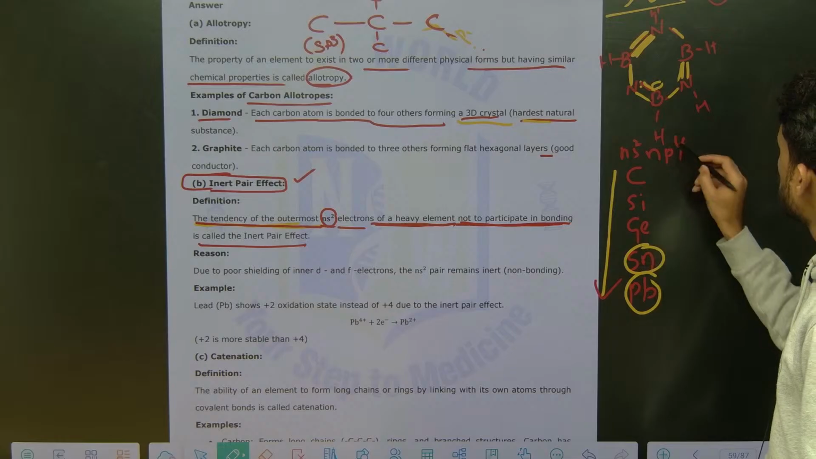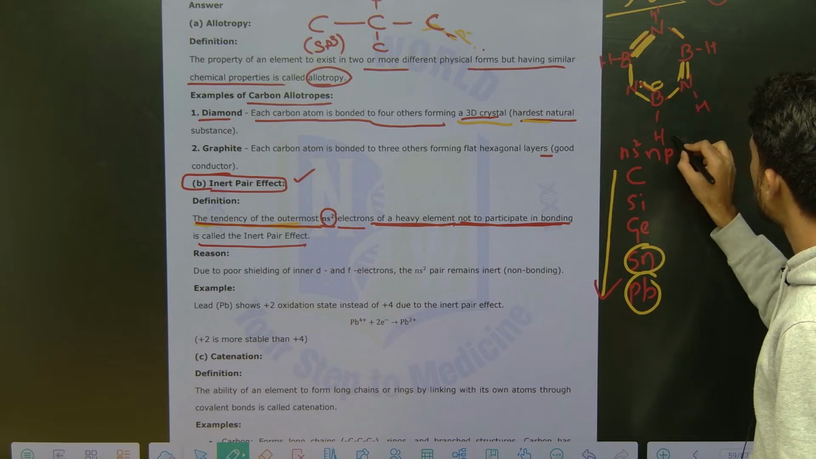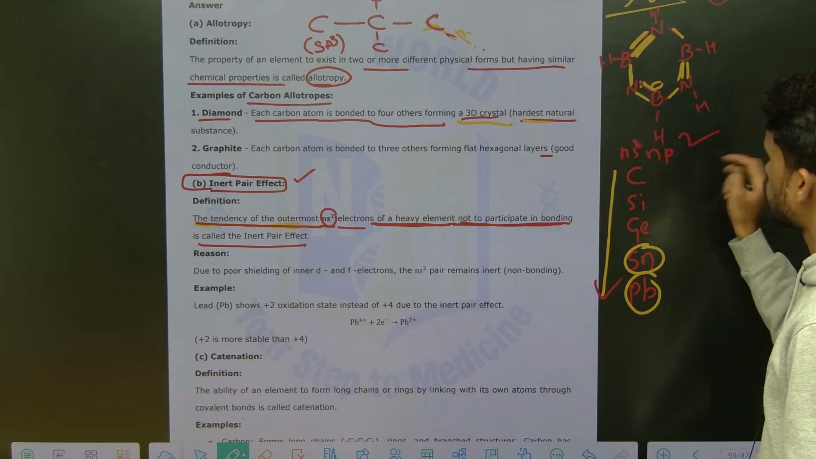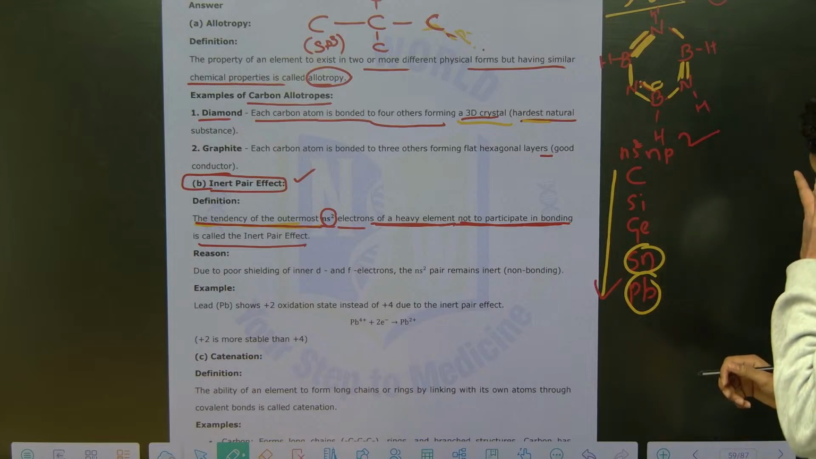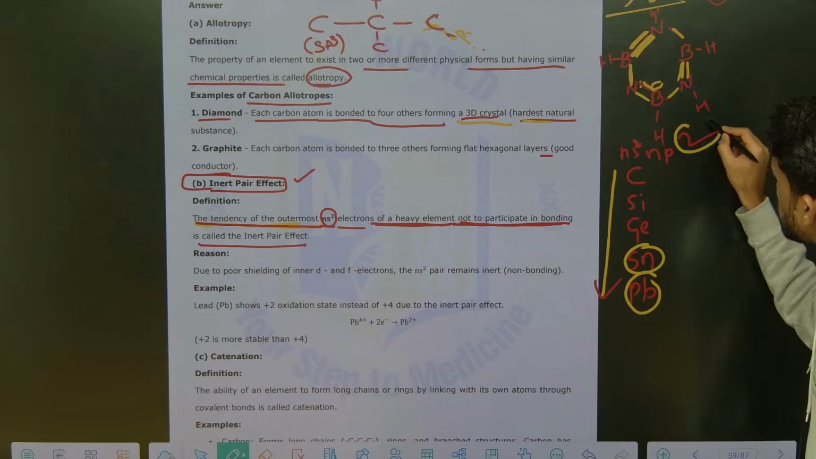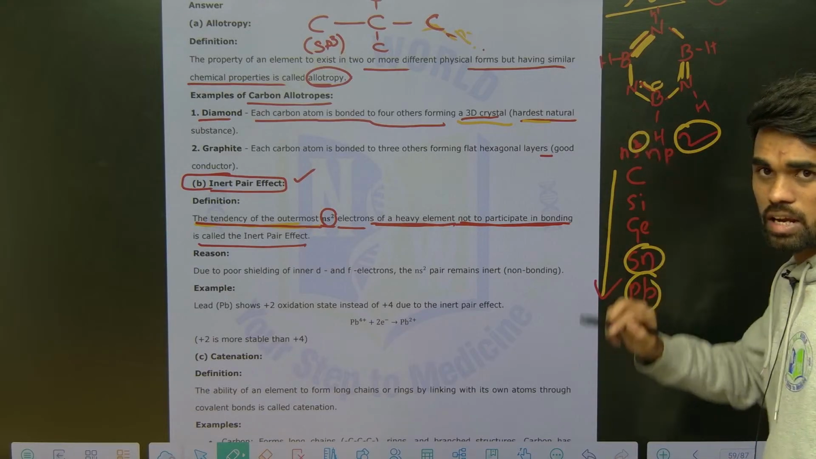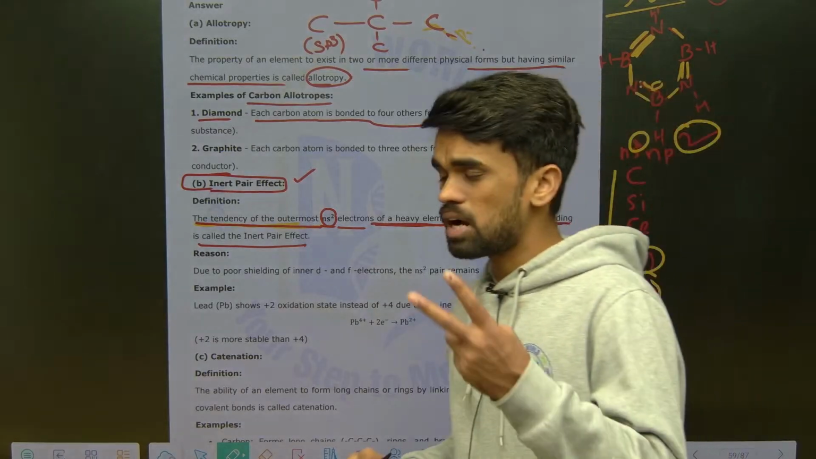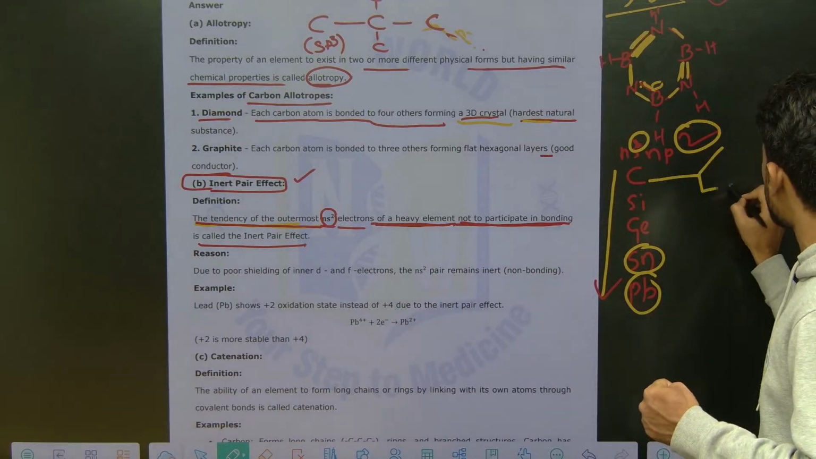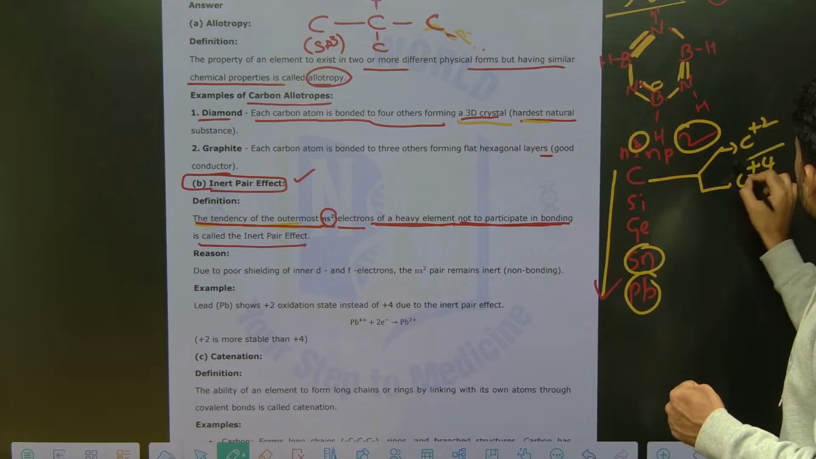So now ns2 np2, total how many electrons are there? In the valence shell only 4 electrons are there right now. 2 and 2, 4 electrons are there. Now during reactions, these 14th group elements can lose just these 2 electrons of the p orbital, or they can lose all 4 electrons. So they can lose 2 electrons, or they can lose all 4 electrons. So for example, in the case of carbon, you can get a C plus 2 charge or C plus 4 charge. Both of them are possible.